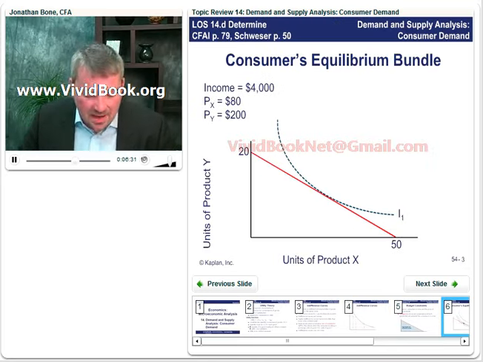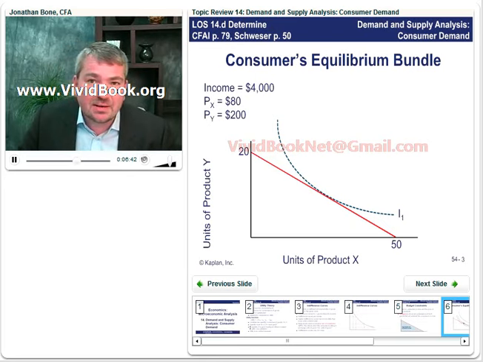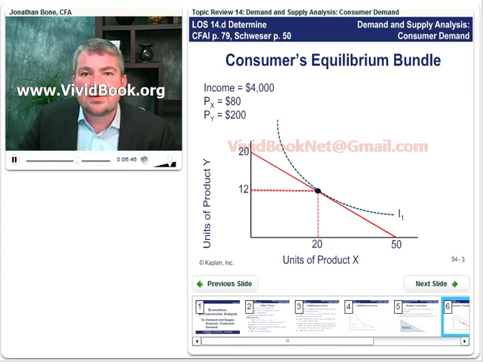Now, how do we know the bundle that the consumer will actually choose? Well, what we're going to need to do is put the consumer's indifference curve until it reaches a tangent to their budget line. And then that will tell us exactly what they're willing to consume. So you can see in this case, we've decided it's 12 units of product Y and 20 units of product X.